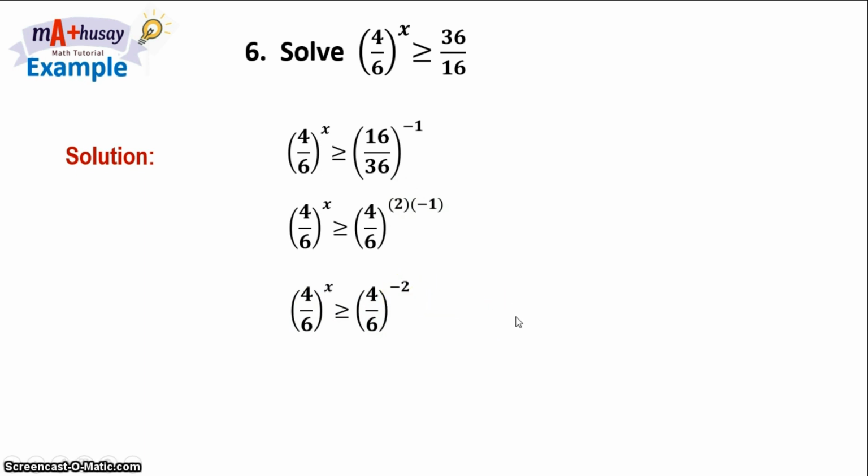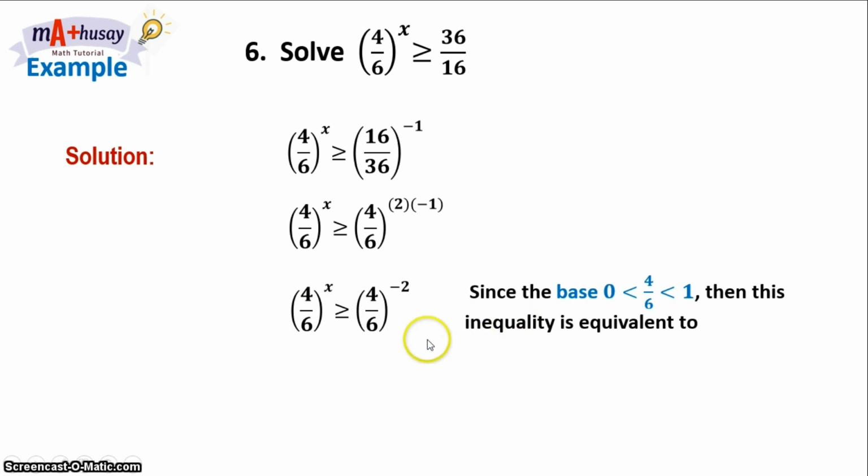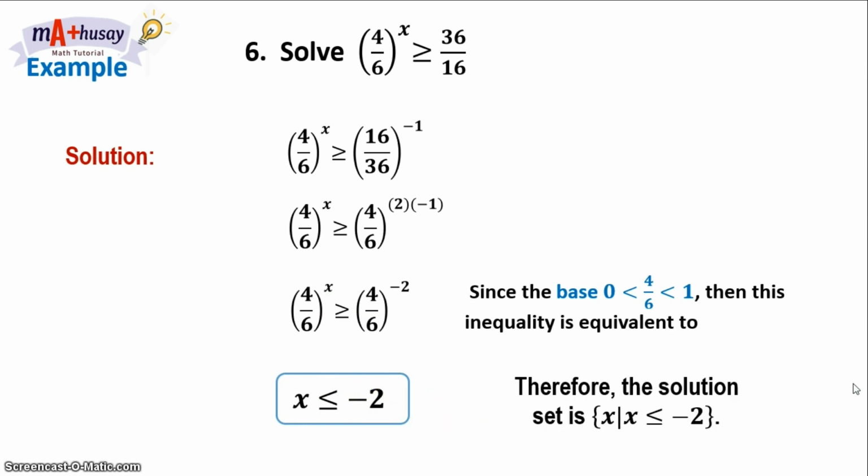So, from here, since alam natin na ang base na 4 over 6 is greater than 0 but less than 1, then kailangang magbago ang direksyon ng inequality symbol. Since this is greater than or equal to, in this case, magiging less than or equal to. So, x must be less than or equal to negative 2. Therefore, the solution set is the set of all x such that x is less than or equal to negative 2. Claro?